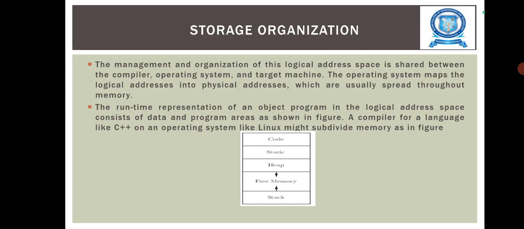Here the compiler for a language like C++ on an operating system like Linux might subdivide memory as shown in the figure. That means here you have code, static, heap, free memory and stack. First we are going to see the code memory. That means it is the size of the generated code that is fixed at compile time. So the compiler places the executable target code in a statically determined area. It is also the low end of memory.